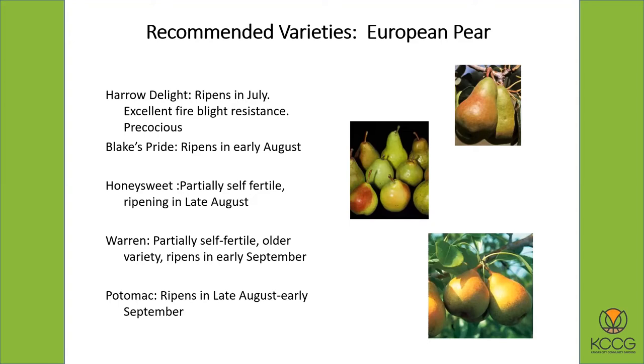So Blake's Pride is another good one. It's an August ripener. Honey Sweet, another good August ripener. And then Warren, which is actually self-fertile. Honey Sweet is also partially self-fertile, but Warren is a really nice, strong grower and self-fertile. And Potomac is a very uniform, strong grower, however, is not self-fertile.